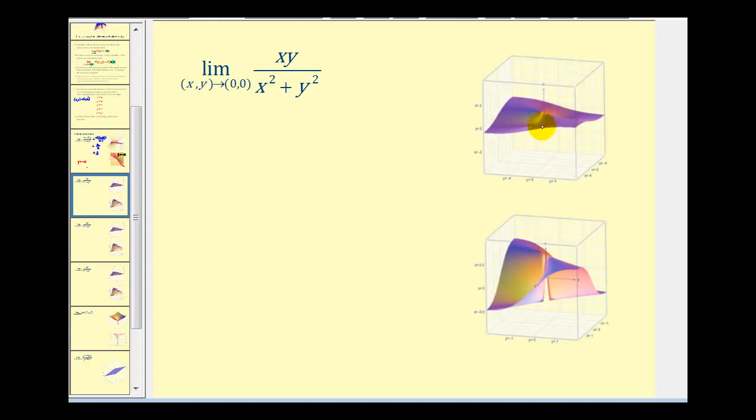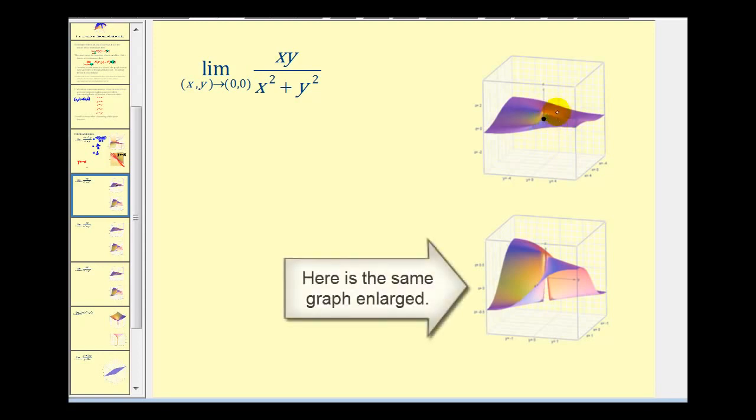I don't know if it's up here or down here. Let's just put a point somewhere here in the middle. We're approaching that point on the surface. And just from the graph of this surface, it is behaving a little bit strange right around the origin.